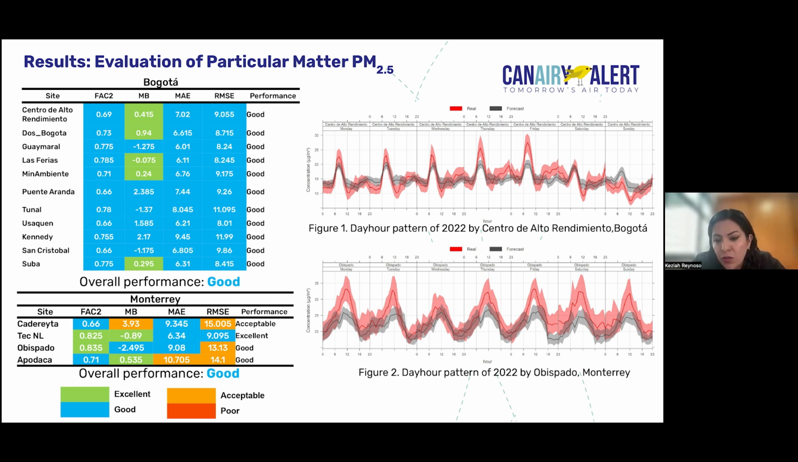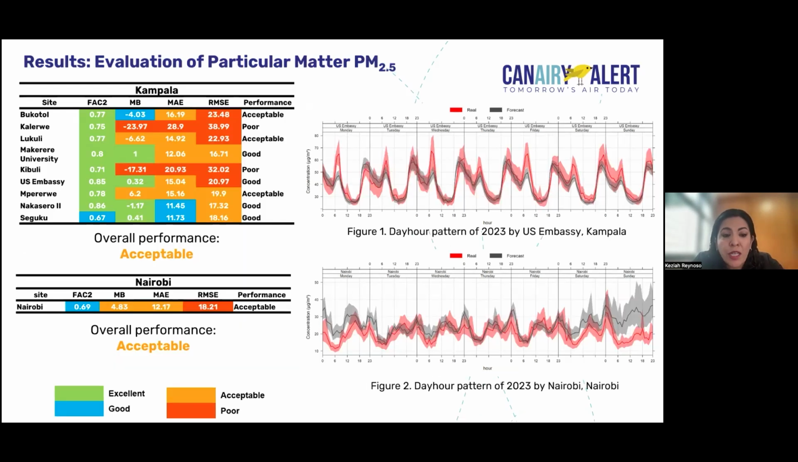In the bottom right figure, we have the data for the station at Obispado, Monterrey. We also see an underestimation of the forecast compared to real data. However, in these two cities, the general performance is good, as you can see. Next slide, please.